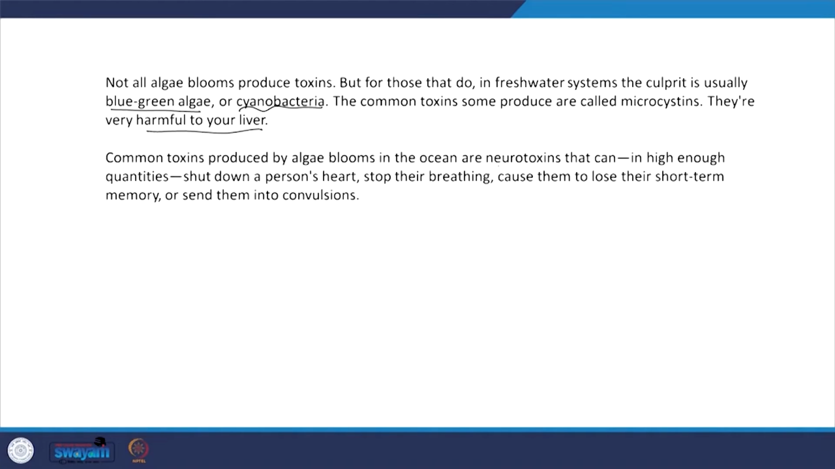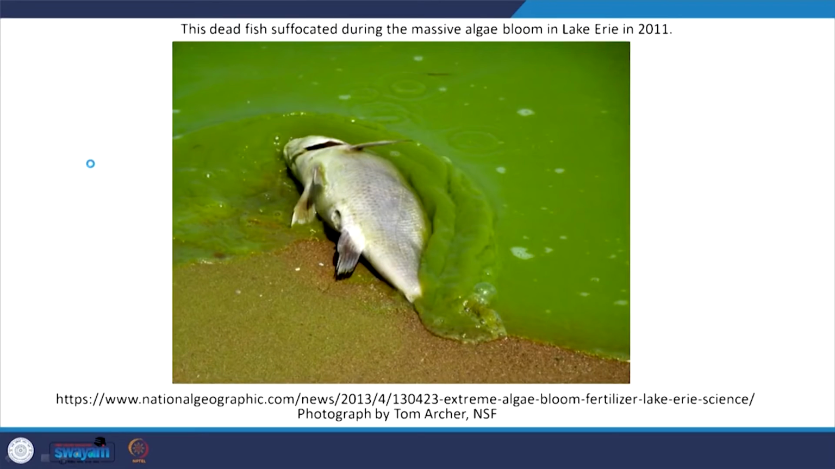And again, neurotoxins that can shut down a person's heart or stop their breathing or cause them to lose their short term memory or send them into convulsions. These are common toxins, I guess. So, again, even though I am selfish, sometimes I need to be concerned, if not short term, long term issues. We see that aquatic life is going to be remarkably affected and devastated.